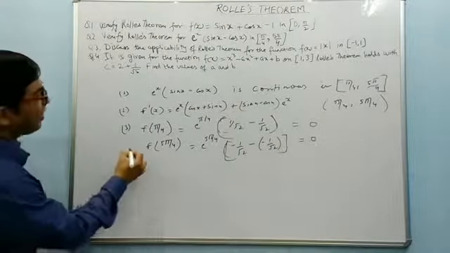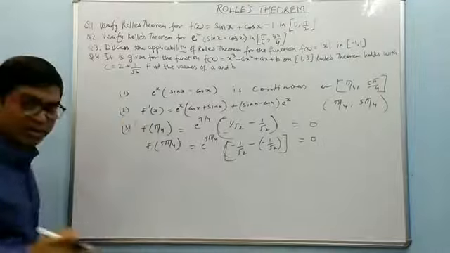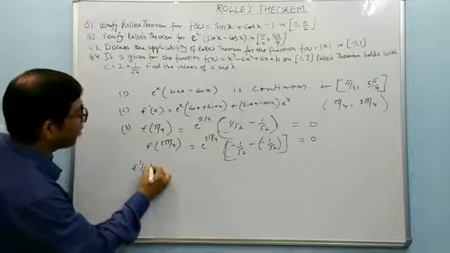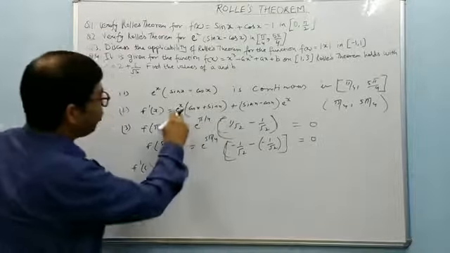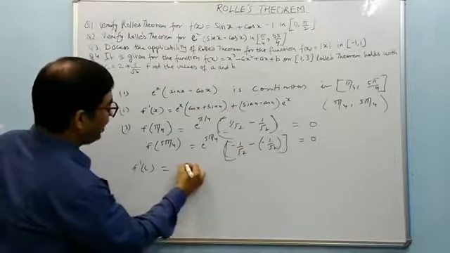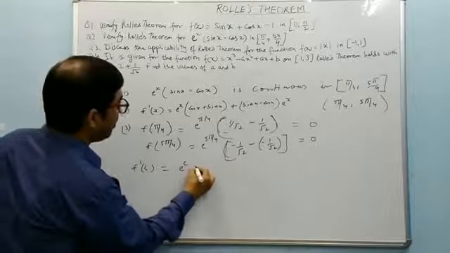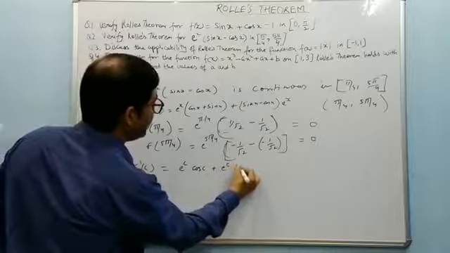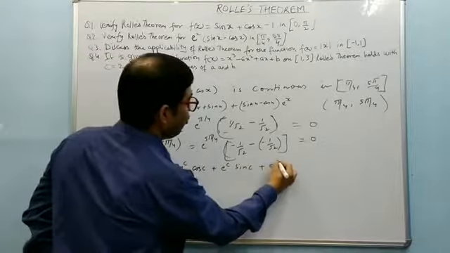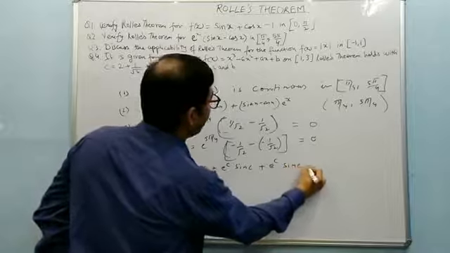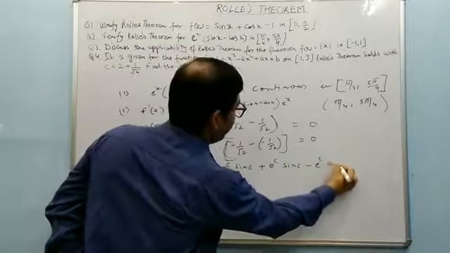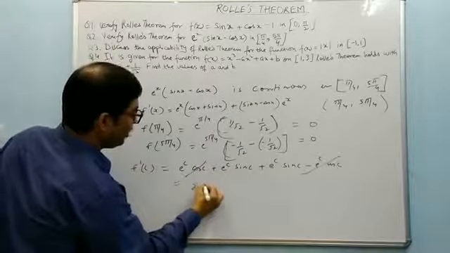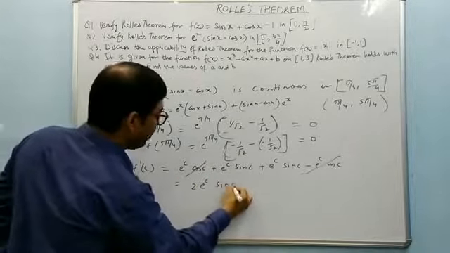Now go for f dash x. We got it here. So f dash c will be, on simplification, e to the power c cos c plus e to the power c sin c plus e to the power c sin c minus e to the power c cos c. This is getting cancelled. So what you are left with is 2 e to the power c sin c is equal to 0.